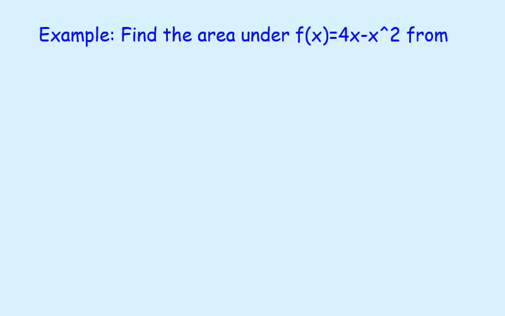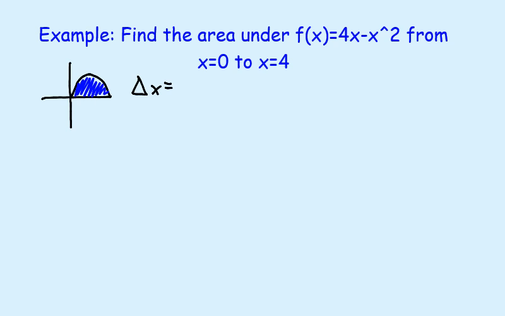In the second example, we need to find the area under f of x equals 4x minus x squared, going from x equals 0 to x equals 4. Again, I'm going to draw a picture of my function and the shaded area I want to find, and this is just to help me figure out what my delta x and my x need to be. My delta x is going to be 4 divided by the number of rectangles that I want, and again I'm only going to use one of the x values, because once I use the limit it should be the same whether I use the upper sum or the lower sum.